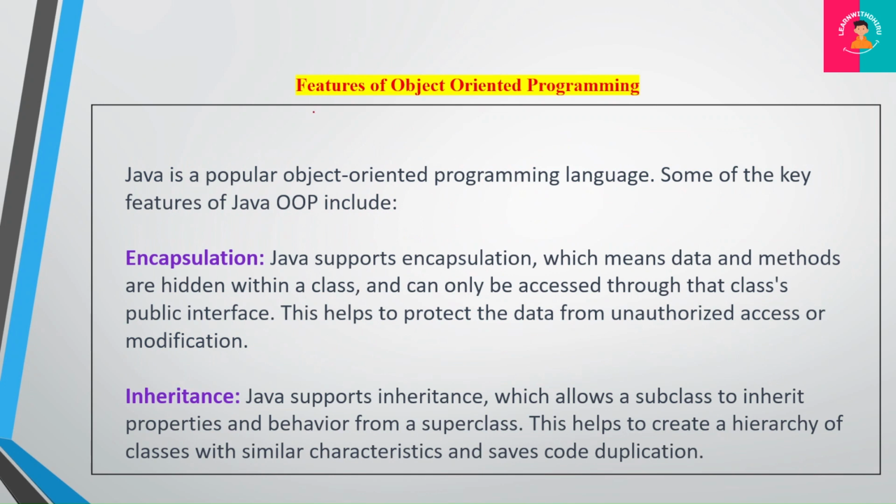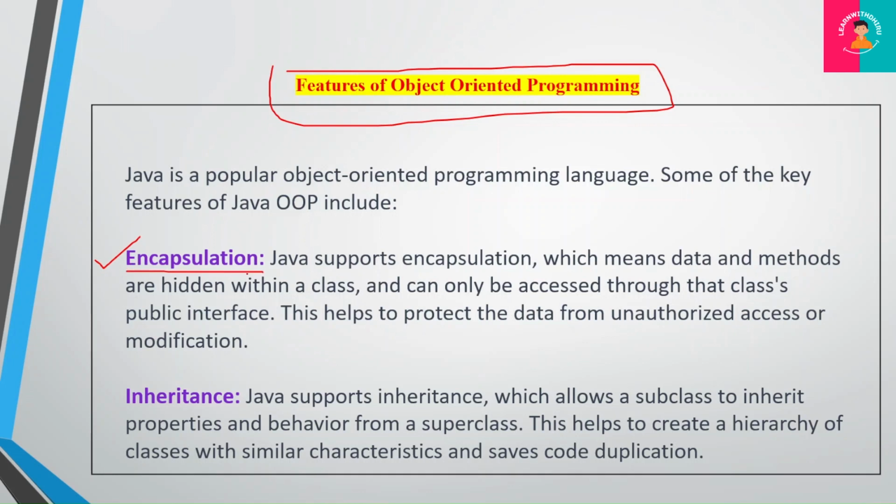So let's start with the features of Java, the object-oriented programming language. The first feature: Java is a very popular object-oriented programming language. Some of the key features of Java, first the object-oriented ones, start with encapsulation. Java supports encapsulation, which means data and methods are hidden within a class and can only be accessed through that class's public interface. This helps to protect the data from unauthorized access or modification.